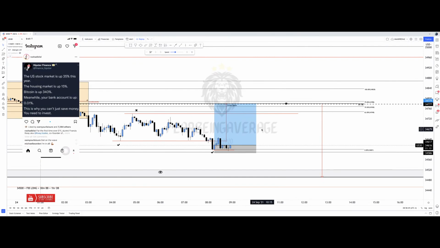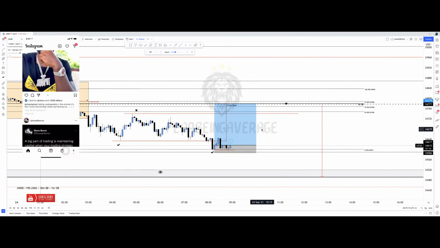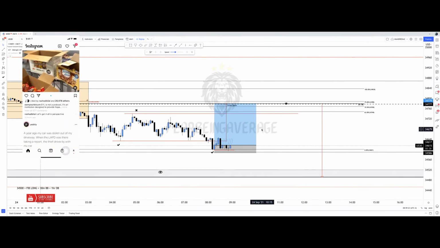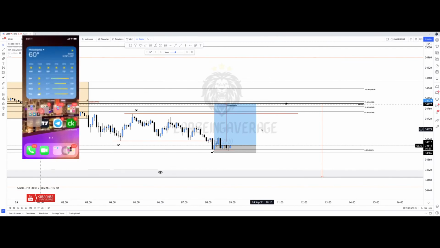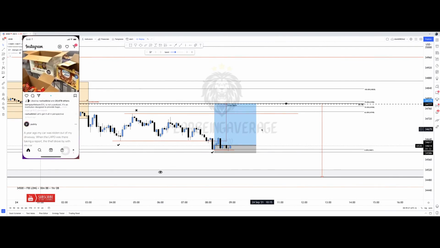The U.S. stock market is up 35% this year. The housing market is up 50%. Bitcoin is up 340%. Meanwhile, your bank account is up 0.01. Nah, that's a fact. The banks be drawing. This is why you can't just save. You need to invest. You need to invest all your money, guys. That's the key to success. I'm not just a trader, I'm an entrepreneur. I do other things besides trading. That's why I have videos on credit on my page, and I plan to have even more on other business ventures you guys can try, because at the end of the day, not everyone can trade, and not everyone will be good at trading.